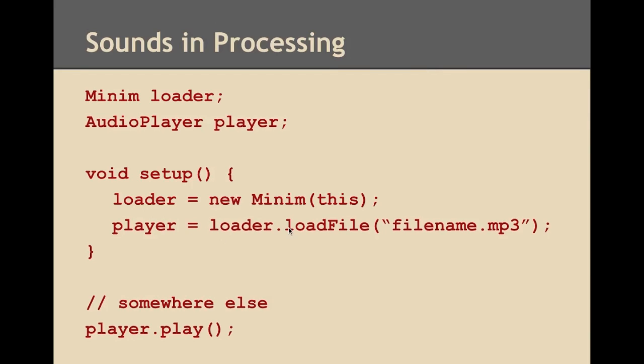Then we use that object, its loadFile method, to load in the song or the sound that we want, and we'll store that in an AudioPlayer object. And then somewhere else, we'll play the sound with the .play method call. Now essentially, an AudioPlayer is like a one-song MP3 player. It can play, rewind, pause, fast forward, all those types of things. So it's pretty versatile.